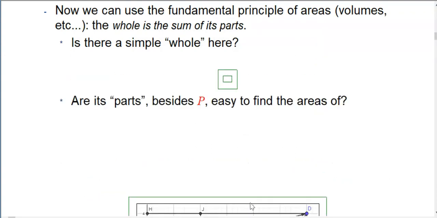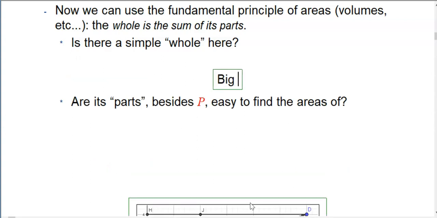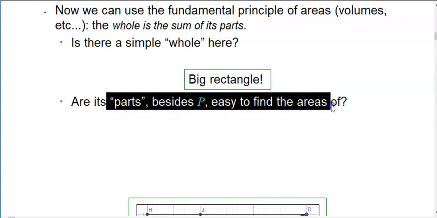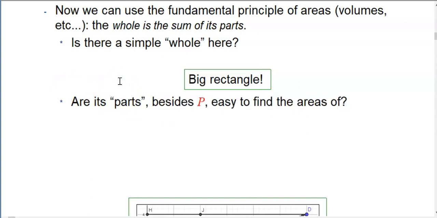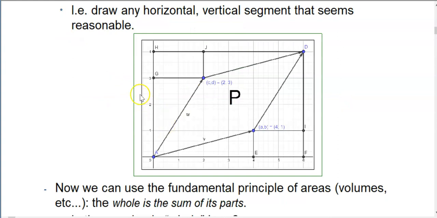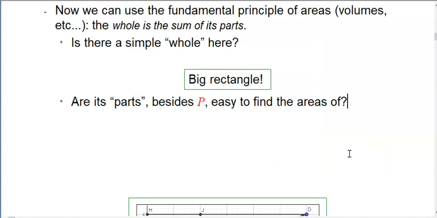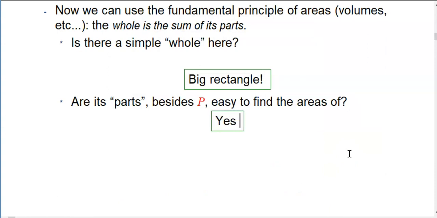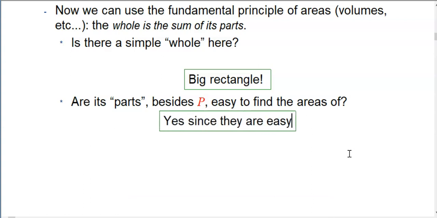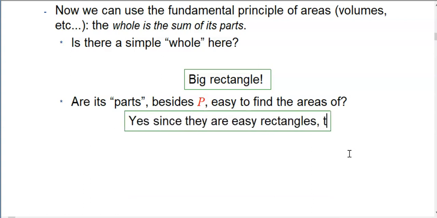And the answer is, of course, it's the big rectangle. And we're going to be able to find the area of that in general for any A, B, C, and D. Are its parts besides P easy to find the areas of? Well, the parts are rectangles or right triangles with side lengths that we can totally get because they're vertical or horizontal. So yes. Easy rectangles and right triangles.